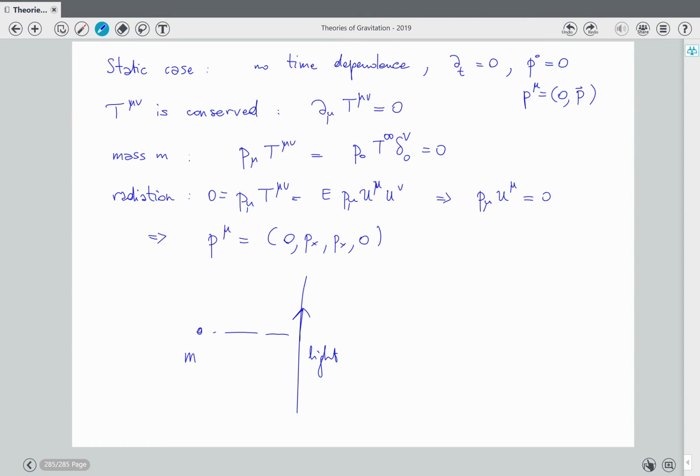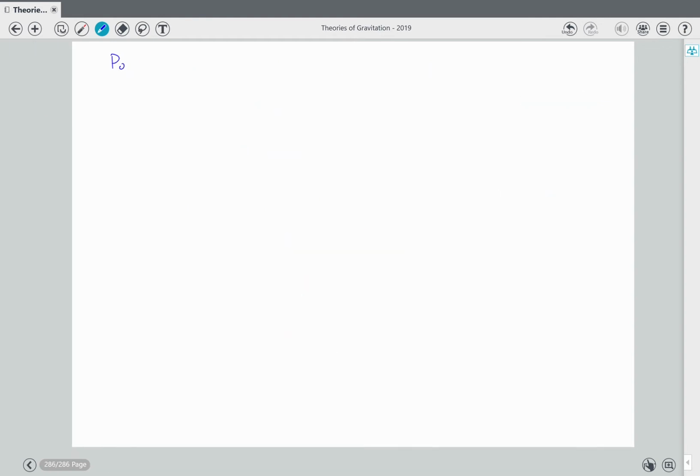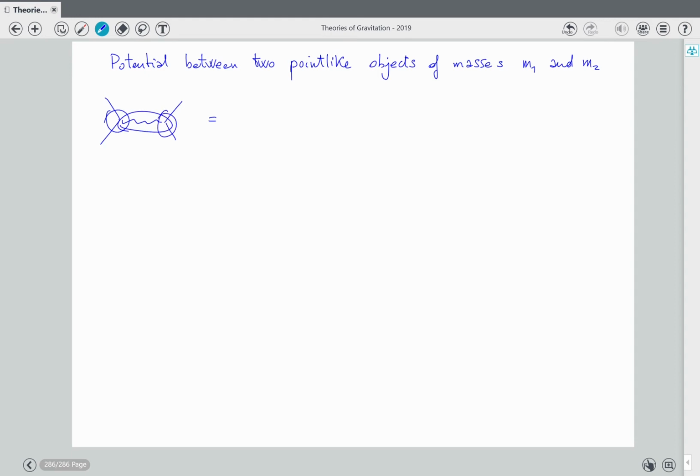So that's what it has to be. Necessarily, with this choice, we are satisfying everything. And then we compute the potential between two masses, M1 and M2. Two point-like massive objects. And what's that? That is this thing, where we need to compute this with two, so the first vertex, propagator, second vertex.